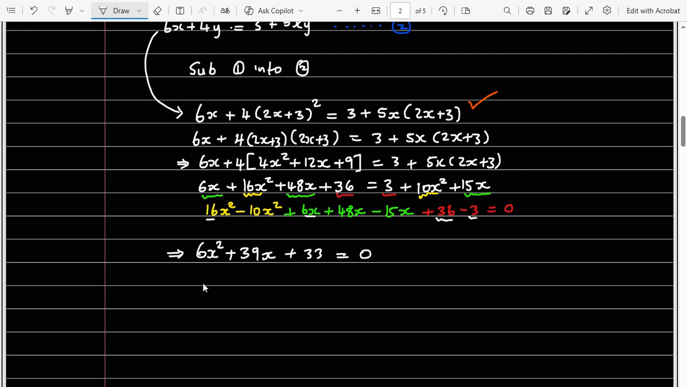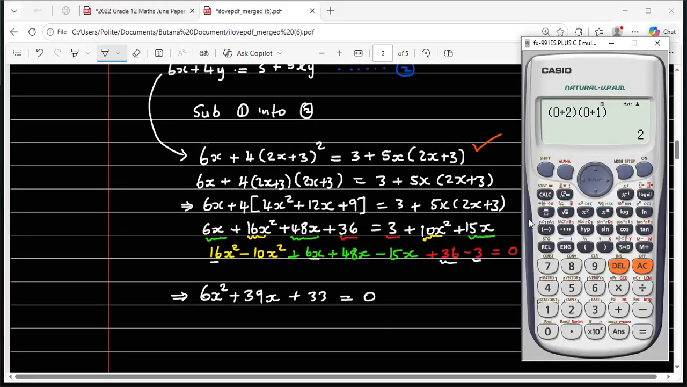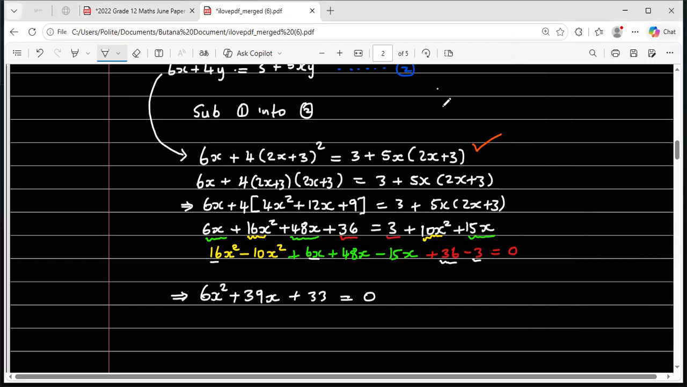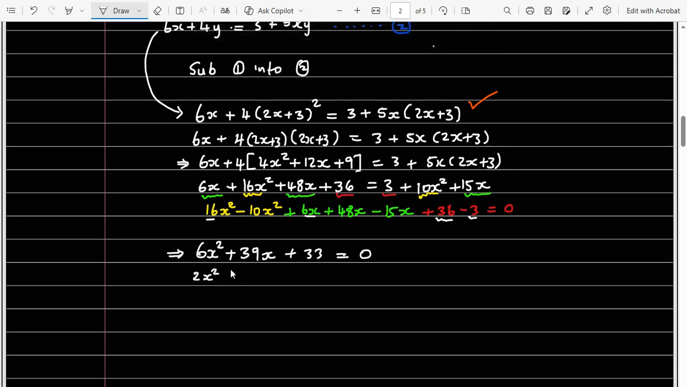Guys, look at this. I think there's a number that can divide all these numbers, and that number is 3. I just want to confirm first. Let me quickly confirm here. Can 3 divide 6? Yes. But now the question is, can 3 divide 39? Yes, it can divide, which is 13. What about 33? I think it's 11 when you divide that. Okay, nice. So I'm going to divide every term by 3. So this will give me 3x squared, 2x squared, and 39, we said this will be 13x plus 11. This is equal to 0.